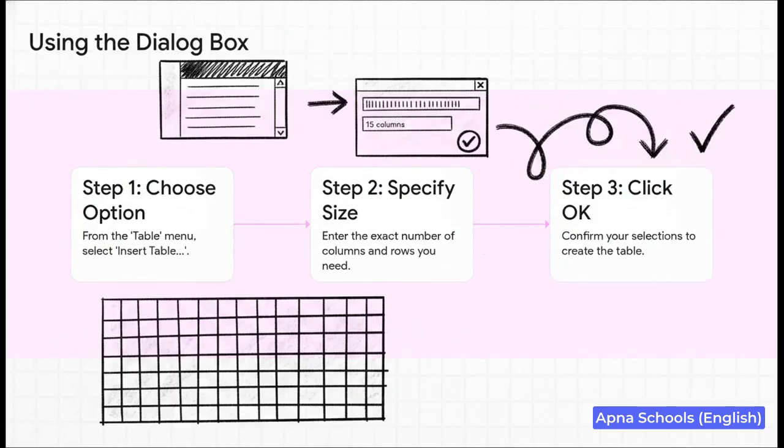But what if you need a huge table, right? Say 15 columns and 50 rows. Dragging for that would be a pain. So instead, you choose Insert Table from the menu. A little dialog box pops up where you can just type in the exact numbers. Click OK, and you get a perfect, precise table every single time.